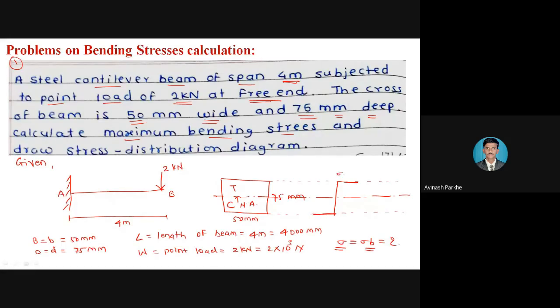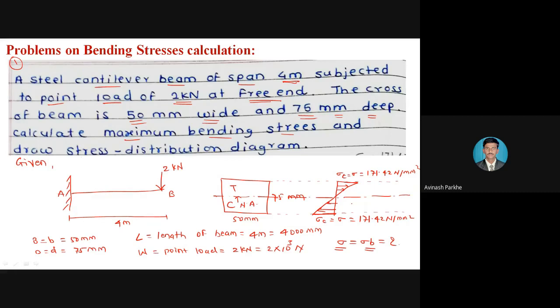Therefore, here sigma T is equal to 171.42 Newton per mm square. Sigma T means tensile, and at the bottom side, sigma C is equal to 171.42 Newton per mm square. And then you have to join these two points with an inclined line. This particular diagram is called a bending stress distribution diagram.